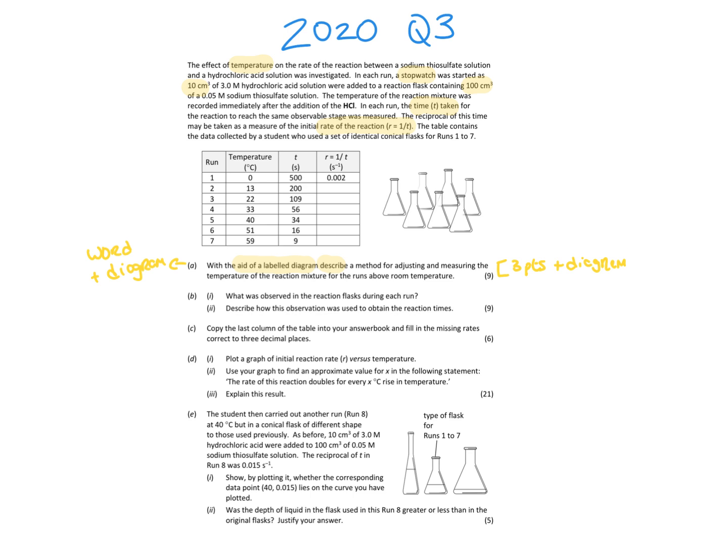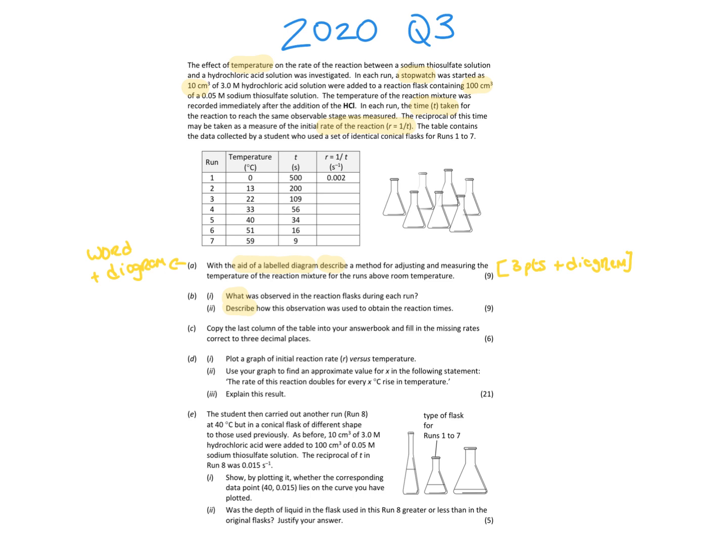Part B then. Part B asks us what is observed. So what is just a statement. What was observed in the reaction flasks during each run. And then part 2 asks us to describe how this observation was used to obtain the reaction times. So those two questions go hand in hand, but you need to make sure to answer them separately so that you get your full marks and make sure they're labelled correctly.